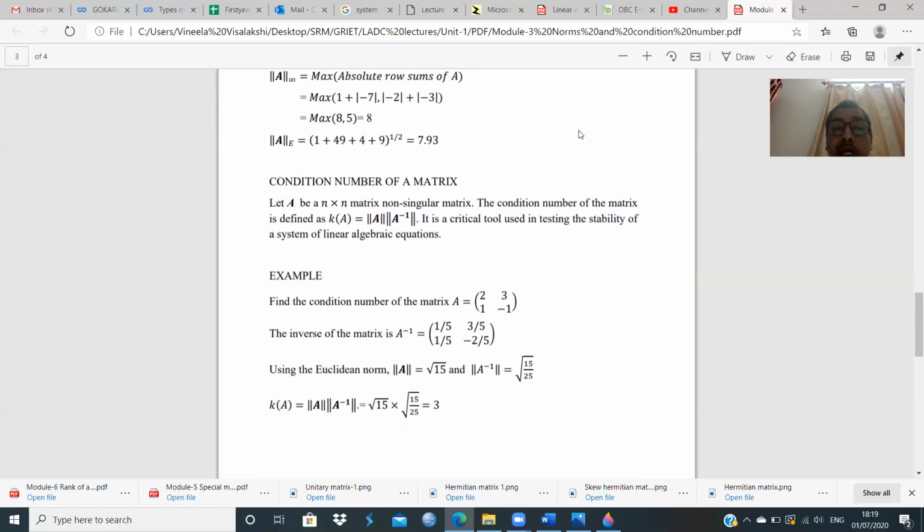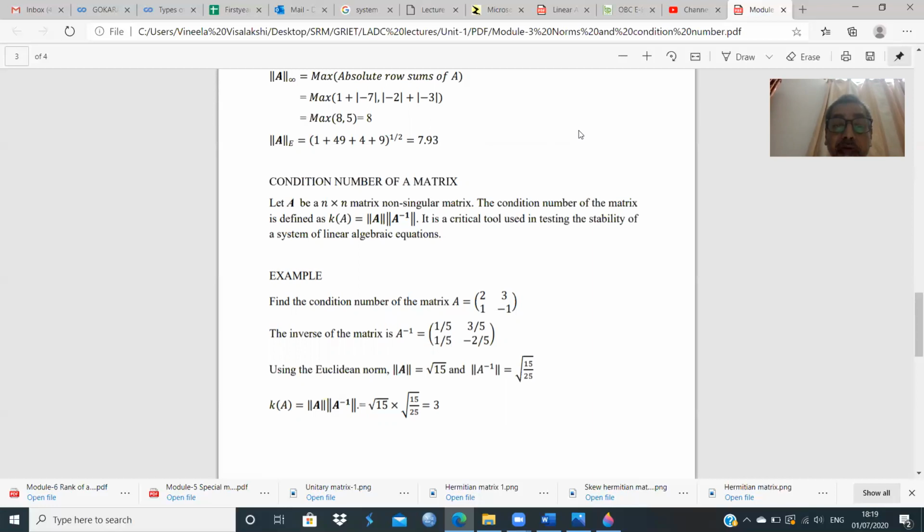Let us now talk about the condition number of a matrix, where again the concept of norm becomes important. In order to compute the condition number, the matrix A should be a square matrix, and the condition number of A, denoted by K of A, is norm A times norm of A inverse. Now, this particular index is a critical tool which is used in testing the stability of a system of linear algebraic equations.